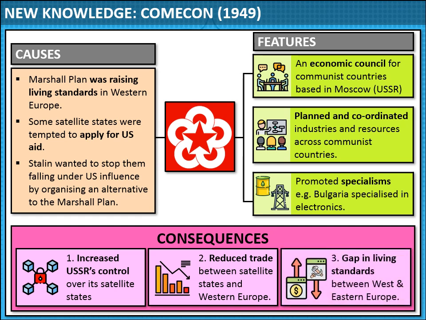And thirdly, a gap in living standards began to appear between Western and Eastern Europe. Countries in the West which received Marshall aid found that their economies began to recover and grow quickly, whereas countries in the East, who were members of Comecon, found that their economies stagnated. That meant their economies didn't grow very much, didn't produce much wealth. So by the 1950s, people in Western Europe were enjoying a much better standard of living than people in Eastern Europe.